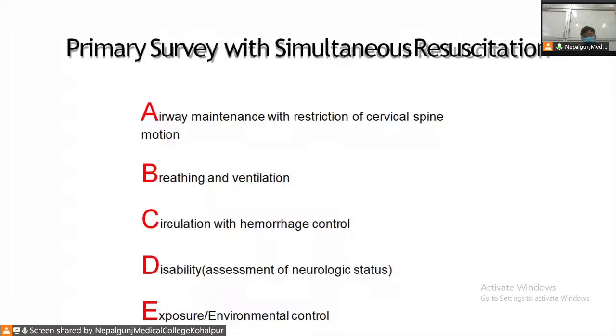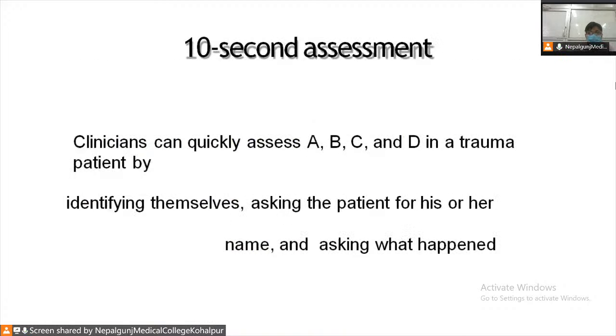Exposure and environmental control is also required, because if the patient has been exposed to poison, the clothes he or she is wearing may be contaminated. If we remove them, the contamination duration is lessened such that the concentration becomes less. At the same time, when there is exposure, there might be a chance of hypothermia in a cold region. So we need to be cautious regarding exposure too.